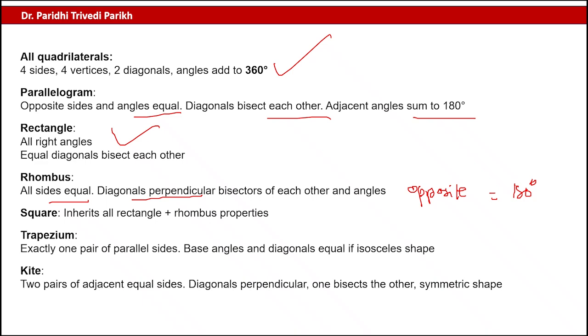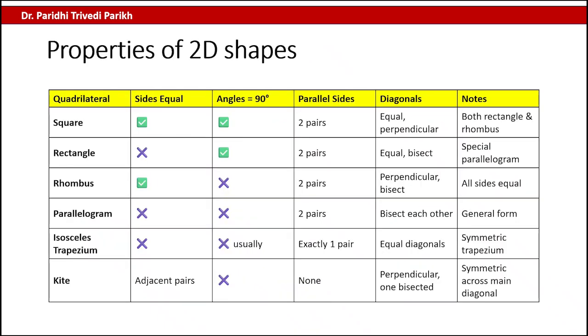Trapezium: exactly one pair of parallel sides. Base angles and diagonals are equal if isosceles shaped. Kite: two pairs of adjacent equal sides, diagonals perpendicular, one bisects the other, symmetric shape. So these are the basic properties of all the types of quadrilateral that we have discussed. Once again, revise it in another form because these are very important properties.